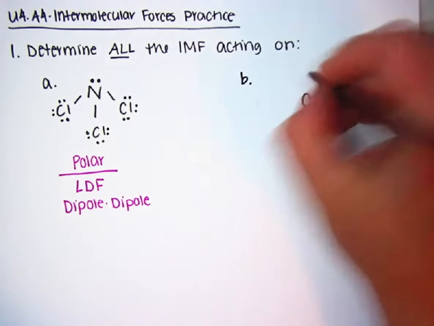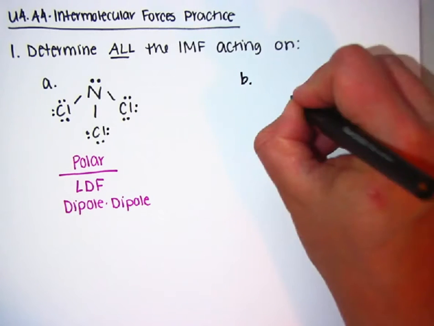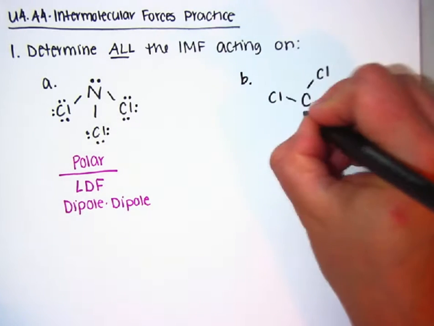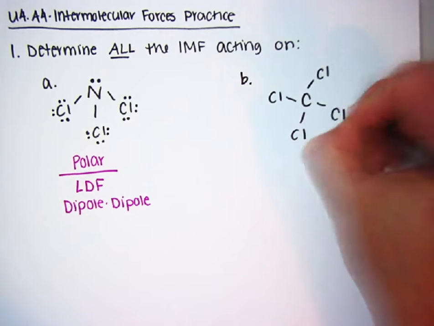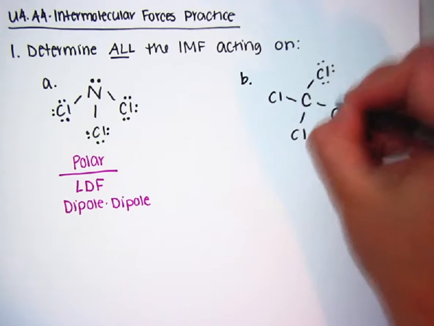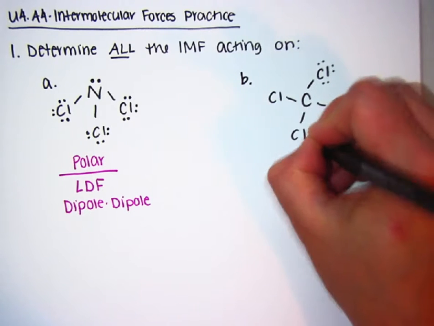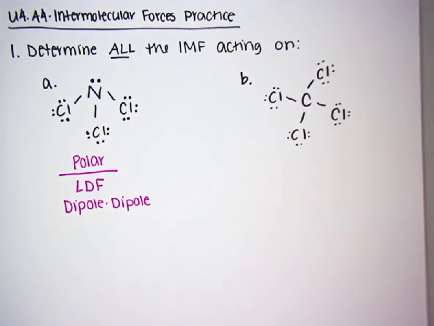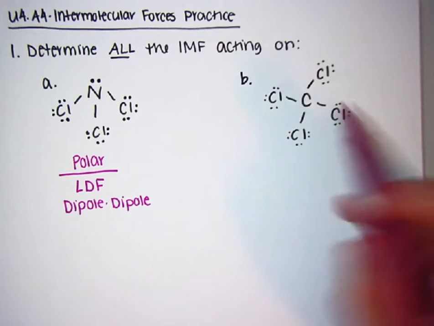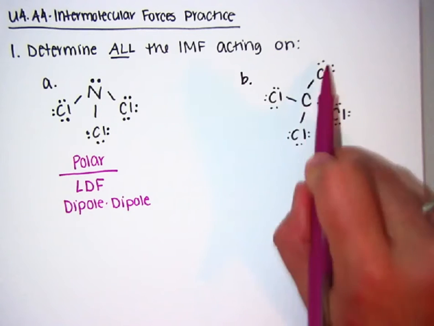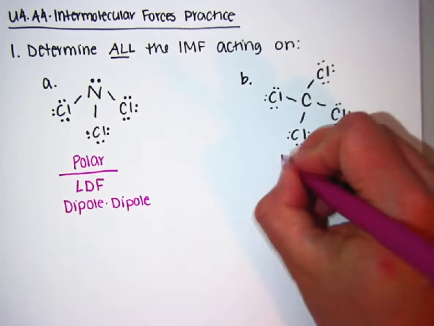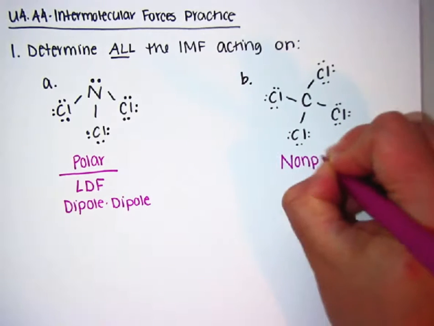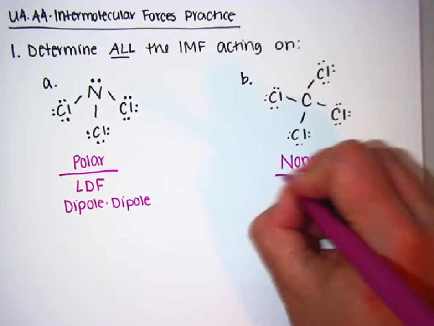Let's say I had carbon tetrachloride. So again, first thing we want to do is look at it and decide if it is polar or nonpolar. Remember, when we're doing molecular polarity or overall polarity, think about those vectors. They are equal but opposite, so they are all going to cancel. This would be a nonpolar molecule.